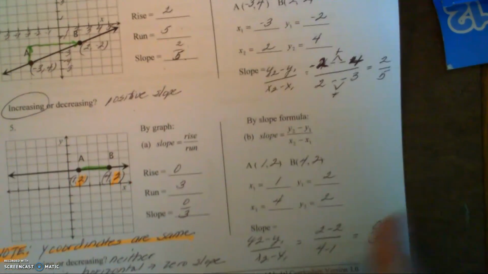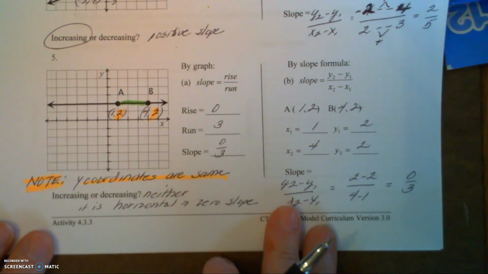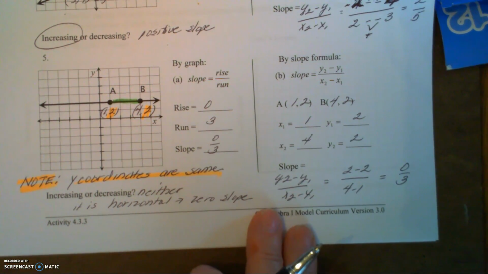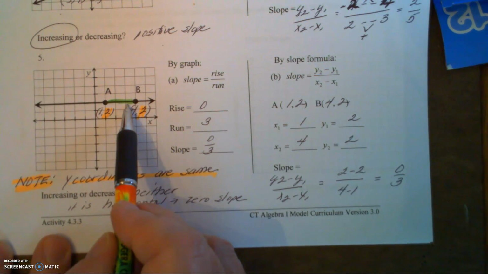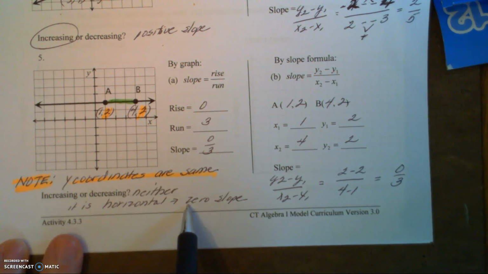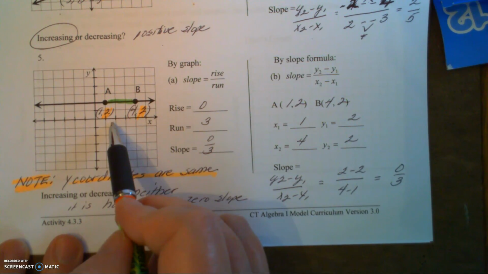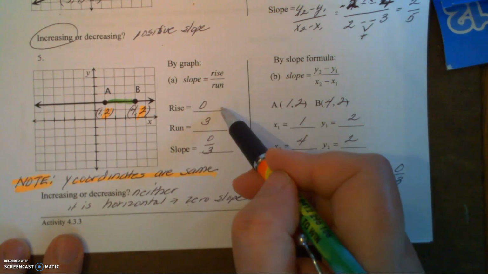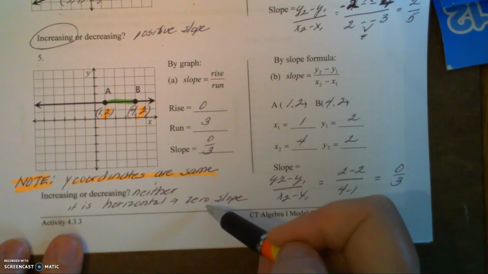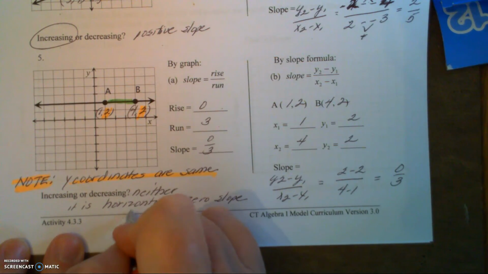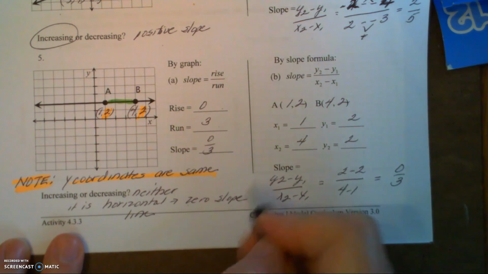Then on the last one, I want to make sure that you're aware that you have a horizontal line. There's no real slope here. This is called a zero slope. And notice that the y-coordinates are the same, and that the rise was 0 and the run was 3. So 0 over 3. Is it increasing or decreasing? Neither. It is a horizontal line, which is a zero slope.